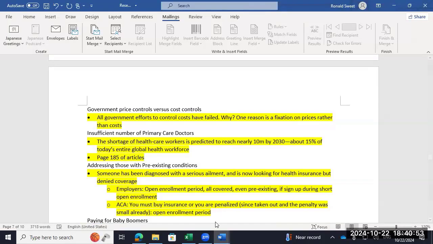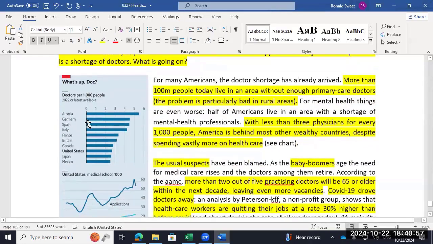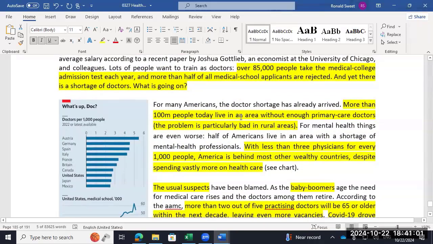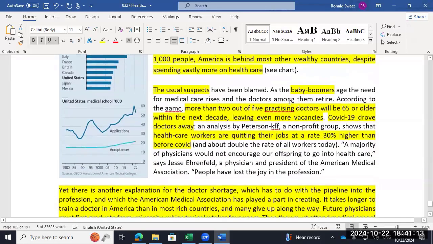And I'll let you find that. That's a really simple article to get into. They even have a list. More than 100 million people today live in an area without enough primary care doctors. The problem is particularly bad in rural areas. 3 physicians for every 1,000 people. America is behind most wealthy countries. There's plenty of stuff in here to pull.